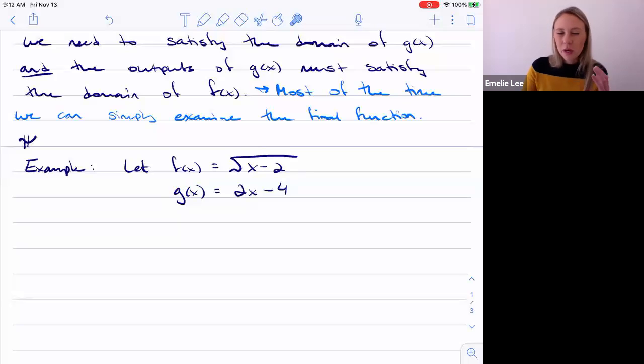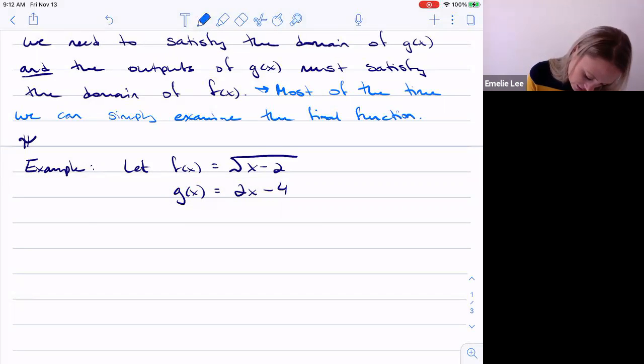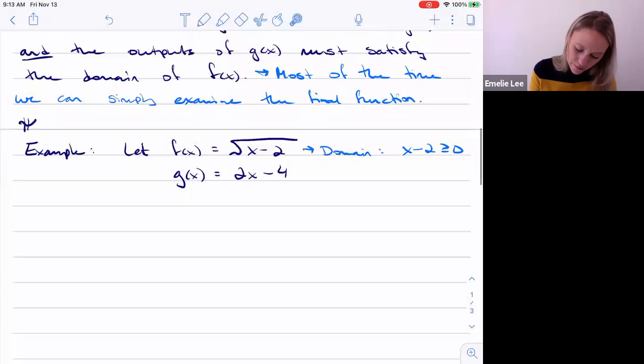It's just good to have a good handle on what these domains are, even if we don't use them for a particular composition. So here we've got a square root, so we have this mental stopper that says, a square root, I can't take the square root of a negative. And so I need to make sure that x minus 2 is greater than or equal to 0. So here, the domain is that x minus 2 has to be greater than or equal to 0.